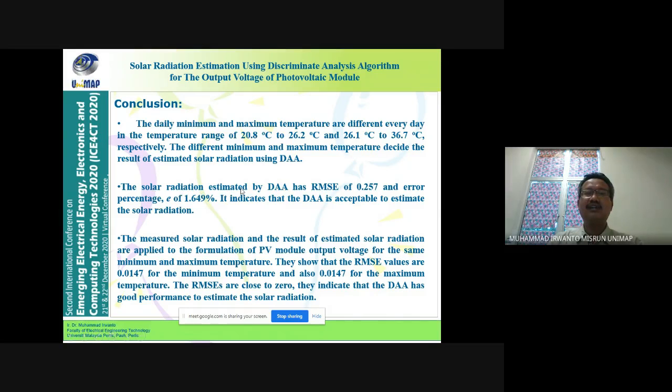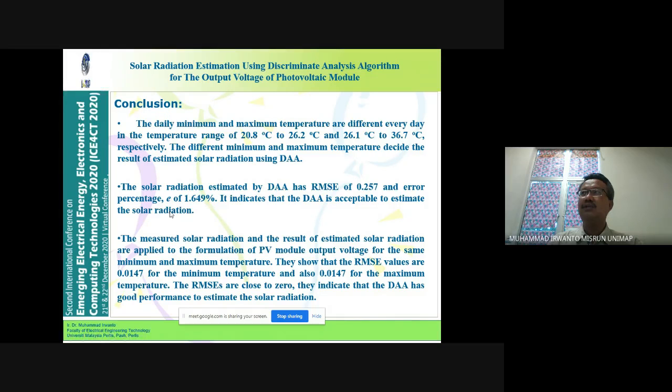And then the estimated solar radiation has an RMS value of 0.257 and a percentage error of 1.649 percent, which indicates that DAA is acceptable to estimate solar radiation.